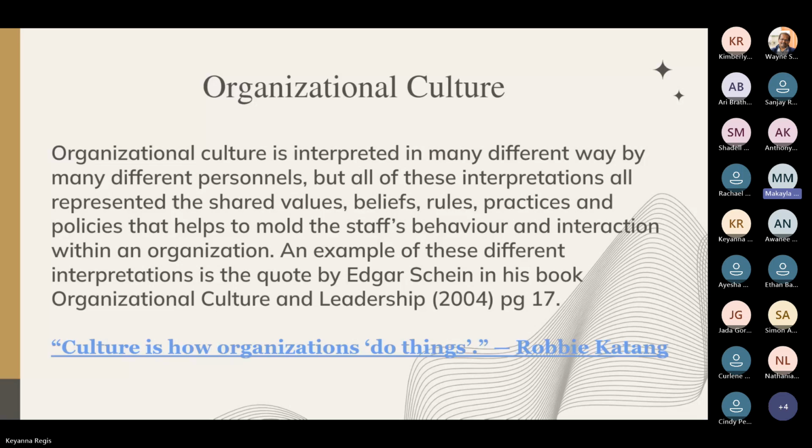Organizational culture. Organizational culture is interpreted in many different ways by many different personnel, but all of these interpretations represent the shared values, beliefs, rules, practices, and policies that help to mold the staff's behavior and interaction within an organization.